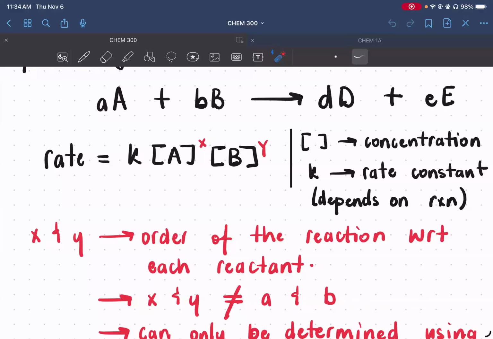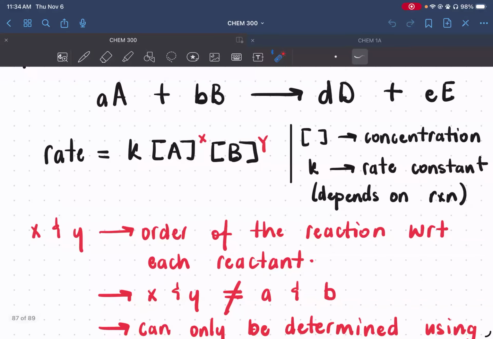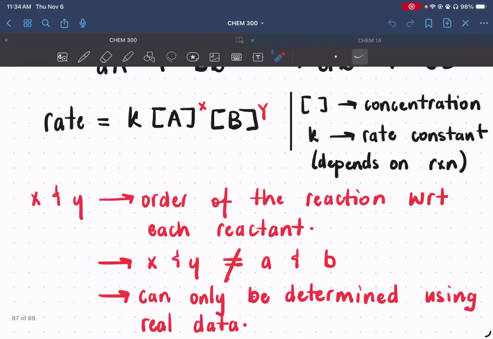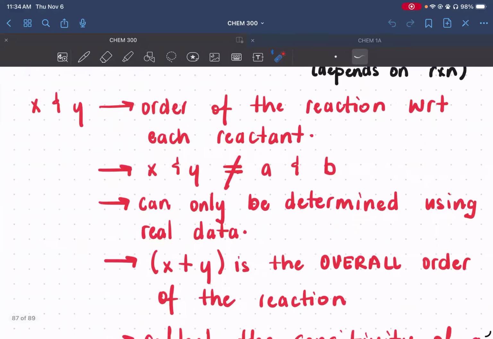x and y are also new concepts. In this case, these x and y labels are known as the order of the reaction with respect to each reactant. They are not necessarily equal to the stoichiometric coefficients. If they are, that just happens to be a coincidence based on the question at hand. You can only determine the order of the reaction using real data. Real data means I would have to provide you with a table or some sort of context to say, here's a reaction.